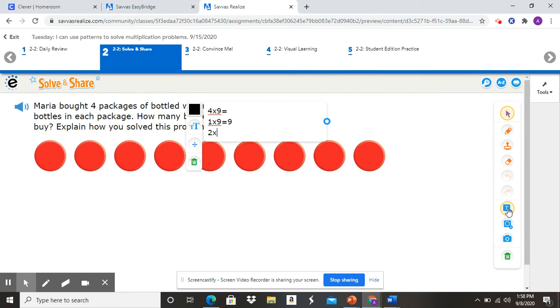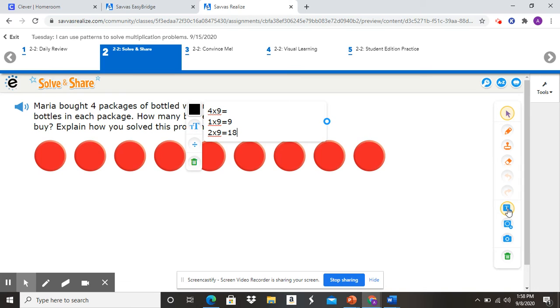Now, let's look at 2 times 9, okay? And in order to find 2 times 9, I start at 9 and I count up 9 more. So that's 10, 11, 12, 13, 14, 15, 16, 17, 18. So 2 times 9 is 18.